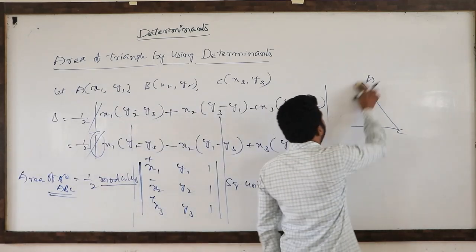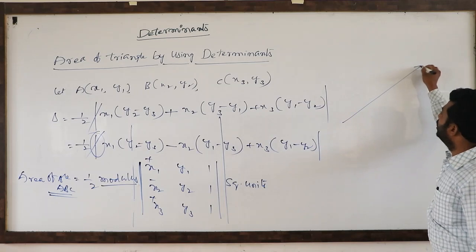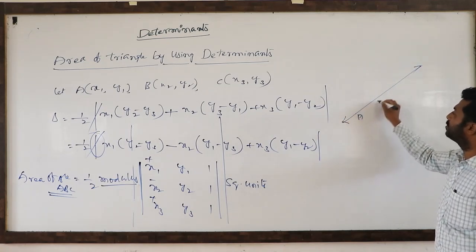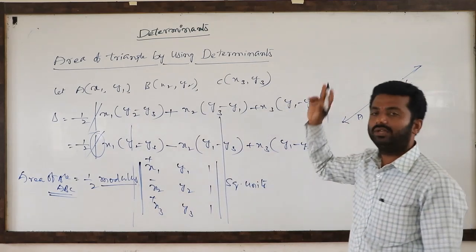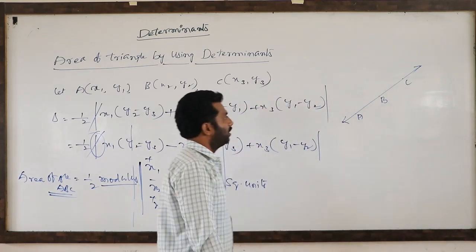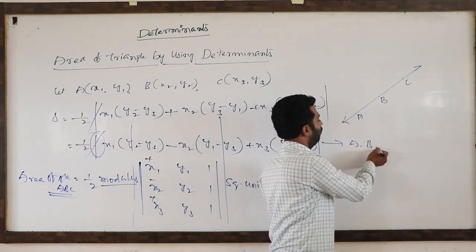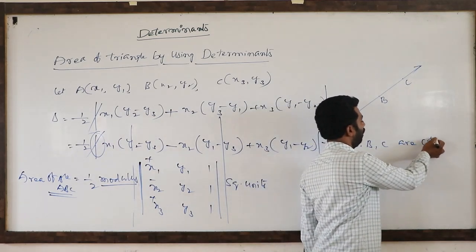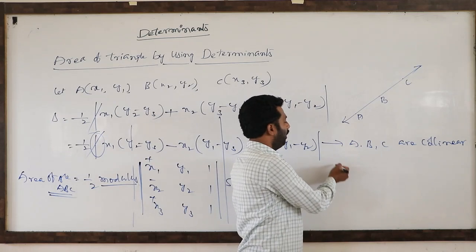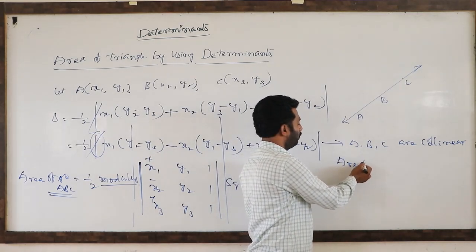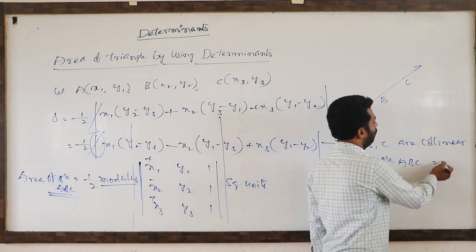Suppose these 3 points are collinear, lying on the same line. Observe the concept. These 3 points are collinear. This is point A, point B, point C: x1, y1, x2, y2, x3, y3. These 3 points lie on the same line, so A, B, C are collinear. Collinear means the area of the triangle formed by these vertices equals 0.